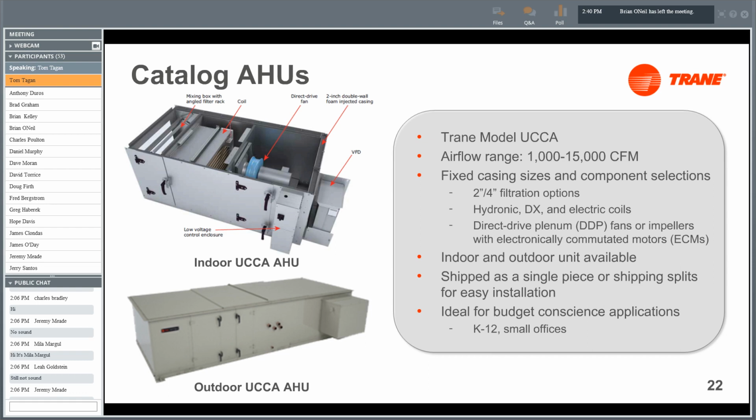And as we can see here, this is an exploded view of our UCCA, and as we walk through, we have your mixing box with an angled filter rack, your coil, your direct drive plenum supply fan. This unit uses a 2-inch double wall foam injected casing, so it is a very rigid casing with very good thermal characteristics. You're not going to see condensation or any kind of sweating on the exterior of the air handler. Over here we have our low voltage controls enclosure, so that's where you're going to see your unit controller that tells the fans to ramp up, coils to modulate, things like that, as well as your variable frequency drive, which physically ramps the speed of the supply fan.